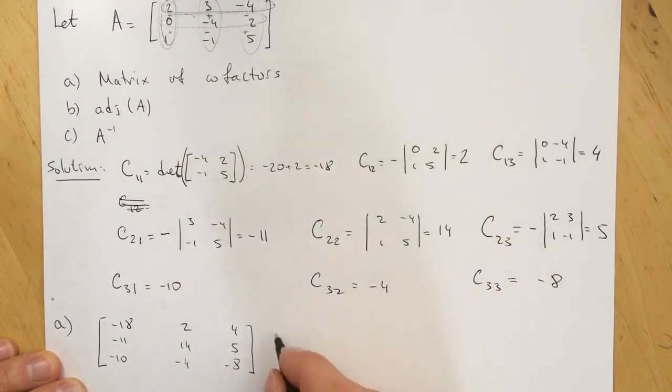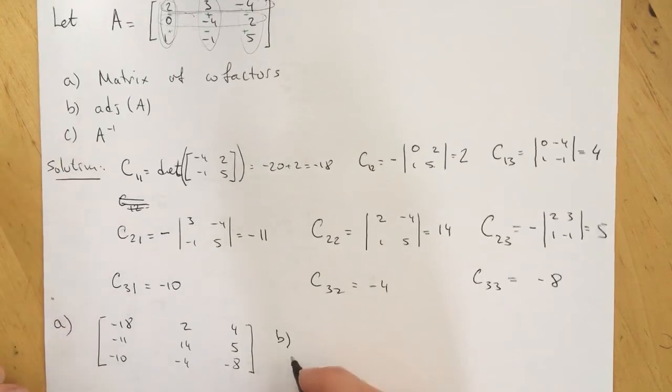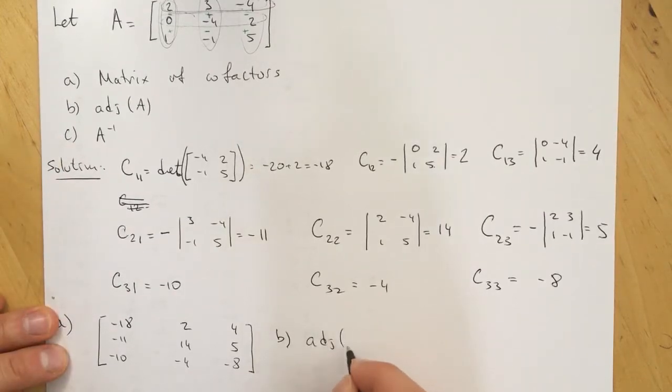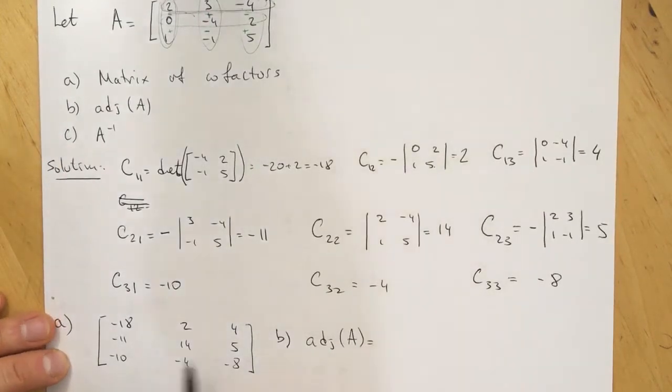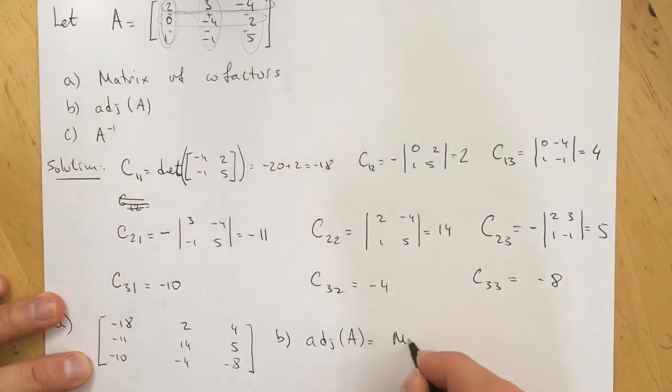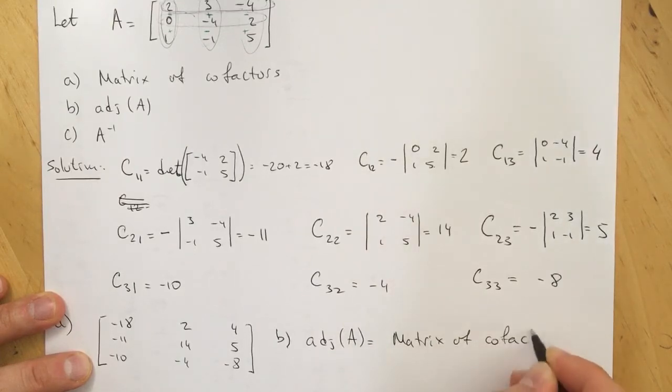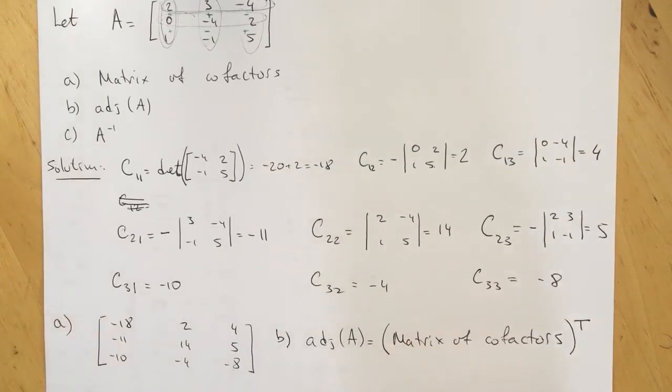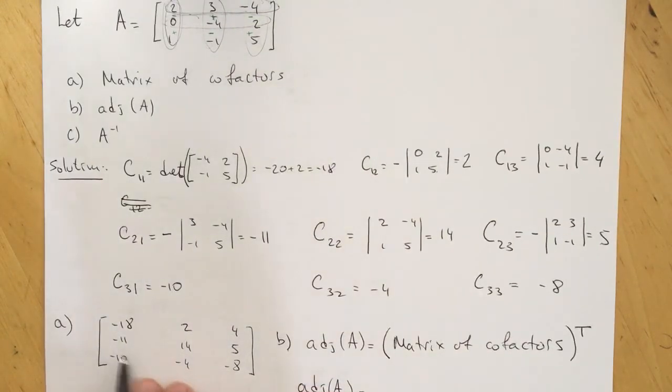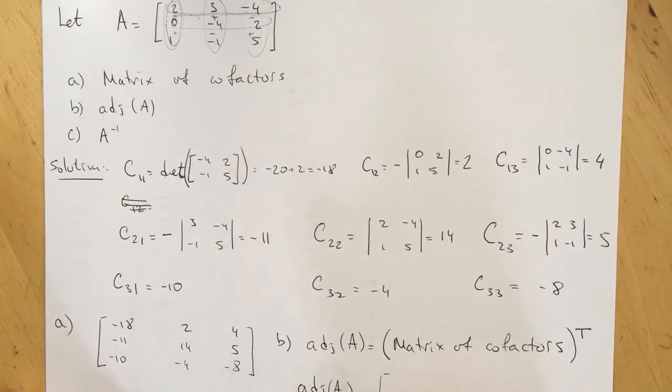Okay? Now B. The adjoint of A is equal to the matrix of the cofactors transposed. So that's transposed, okay? So that means that you will find the adjoint of A by finding the transpose of this matrix. So that's very easy.